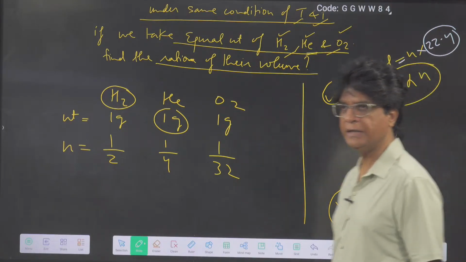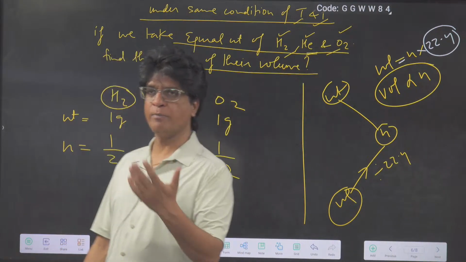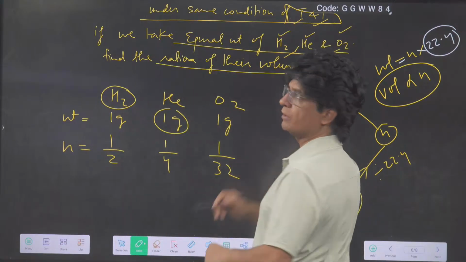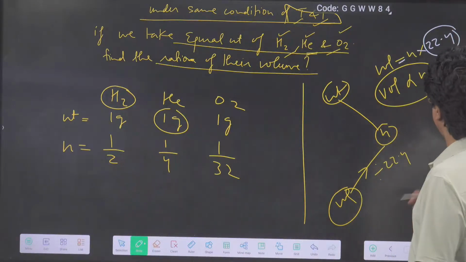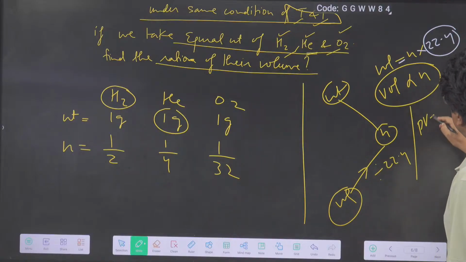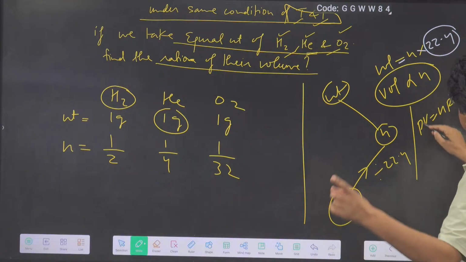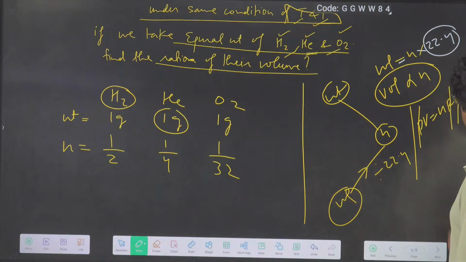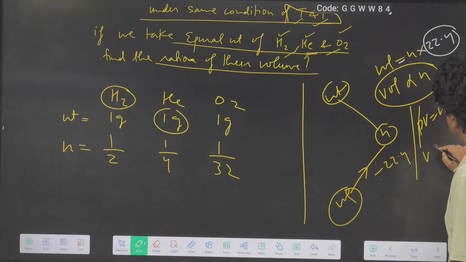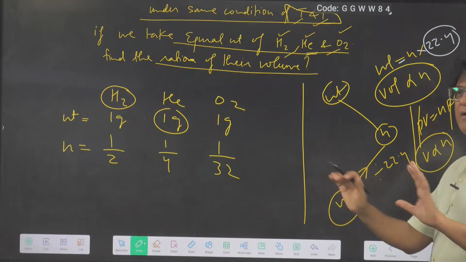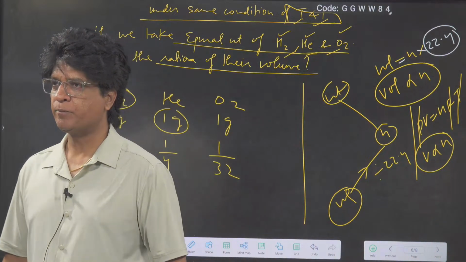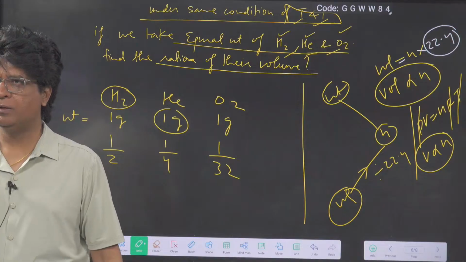Yes or no? More the number of moles, more the volume, under similar conditions of what? Temperature and pressure. Right or not? Or you can simply say PV equal to nRT. They are saying similar conditions of pressure and temperature, and R is a constant. So can I say V is proportional to n? You can take either way. For similar conditions, yes or no?